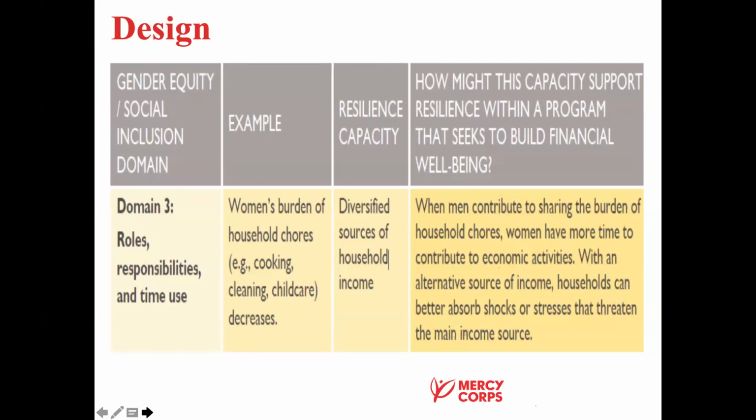So what are some of the things we'll be looking at? After doing an analysis, one of the things is that you realize that the women are overburdened. So we want to work together with the men so that they can support the women in these household chores, so that the women can have time to engage in other income sources, income generating sources. So that is how it works.